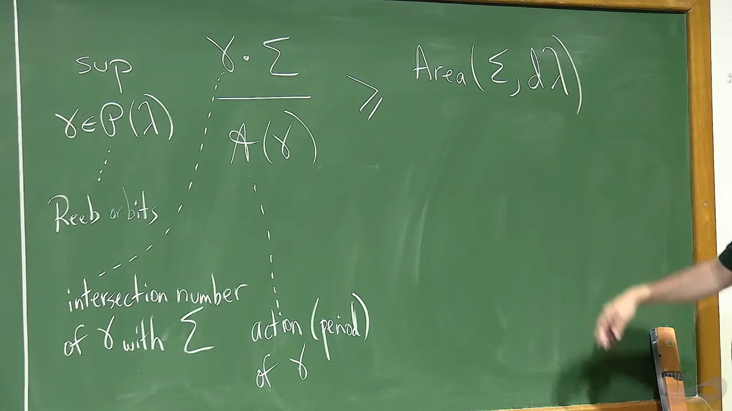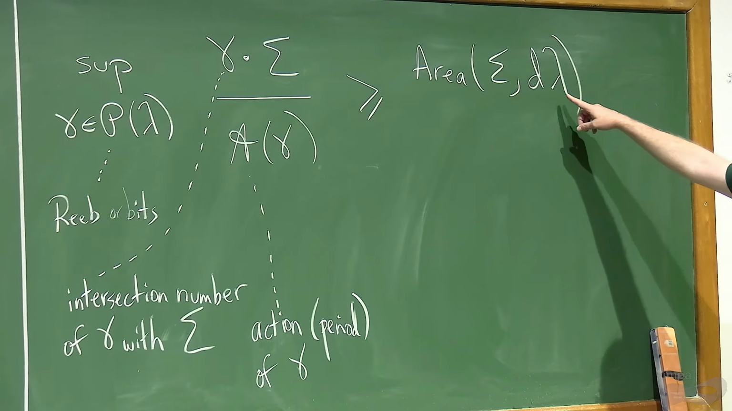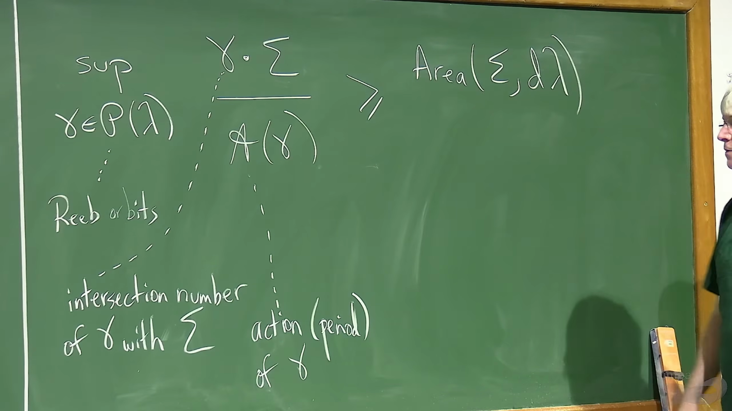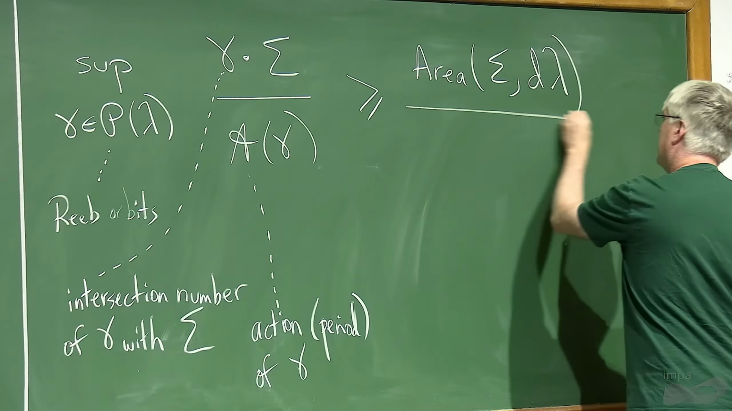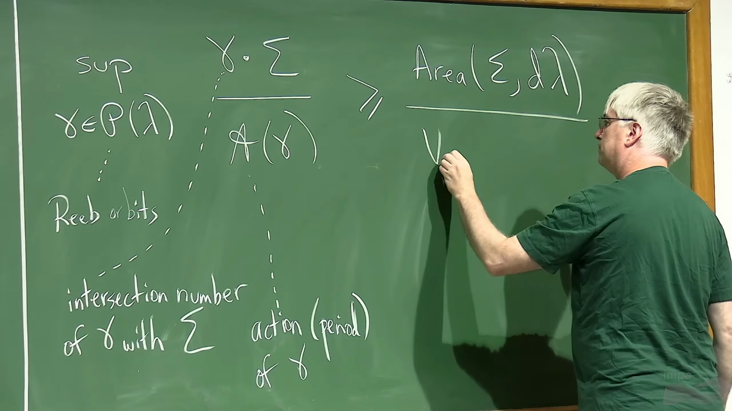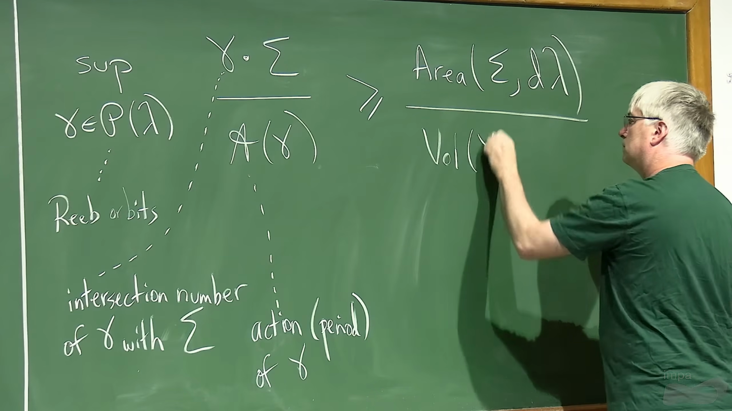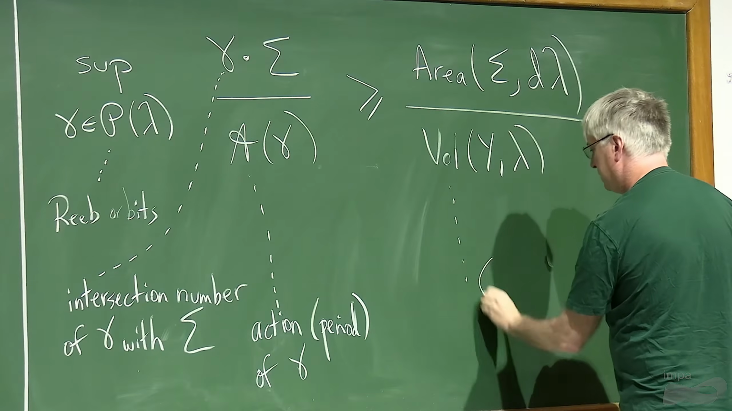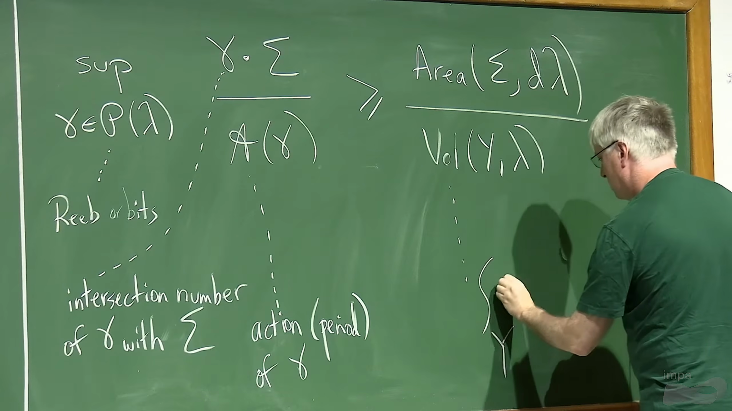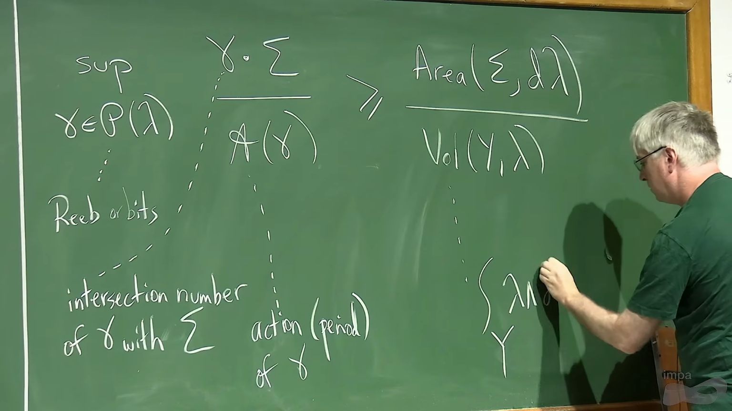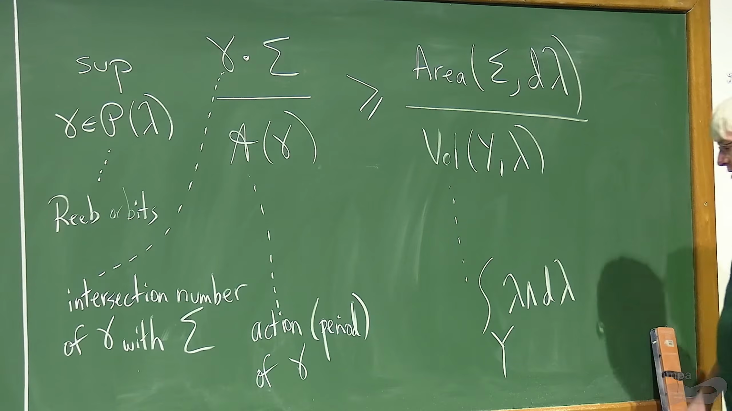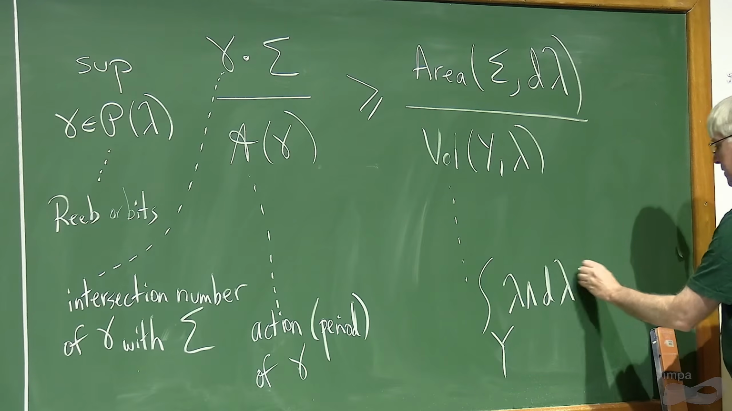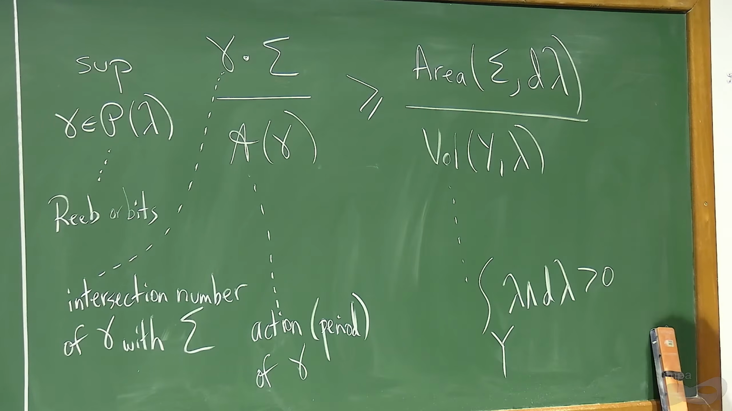So as we noted, dλ is an area form on Σ, so this is just the integral of dλ over Σ, divided by the volume of Y. And the volume of Y is defined to be the integral over Y of λ ∧ dλ, where Y is given the orientation determined by λ ∧ dλ, so that's some positive number. So that's the theorem.